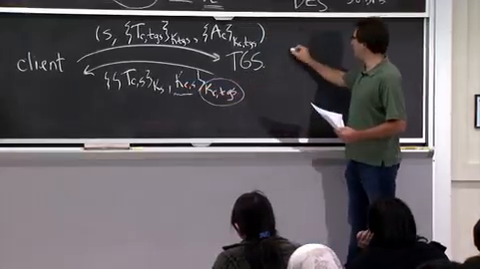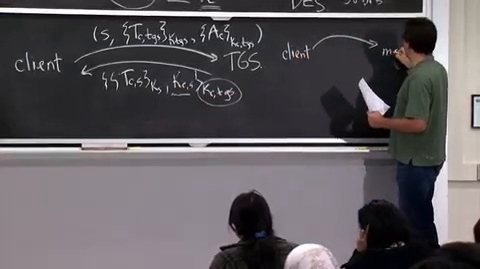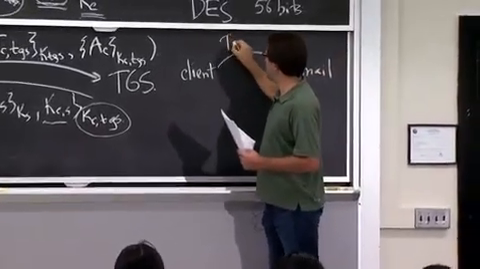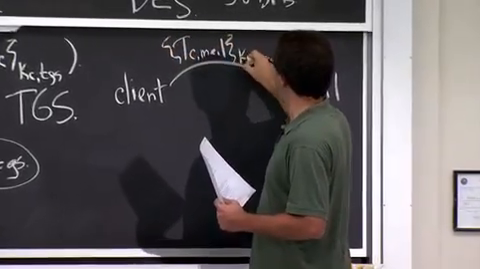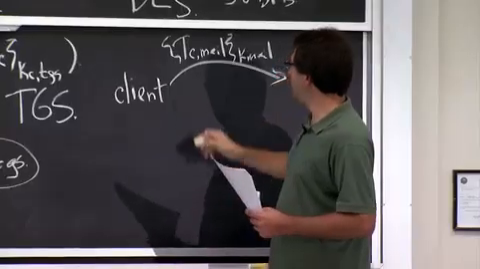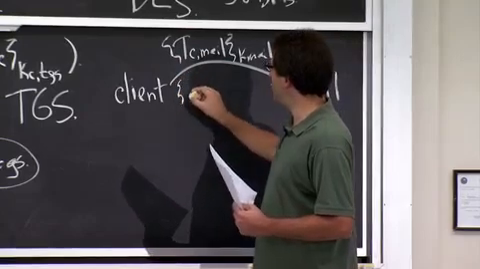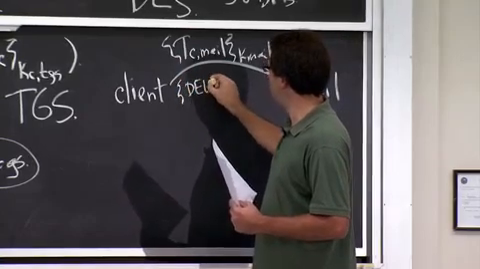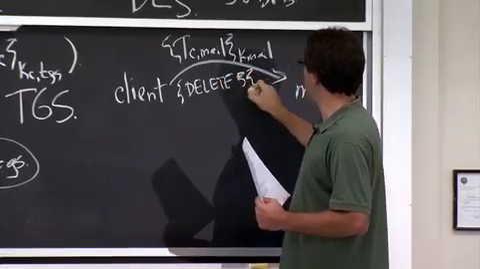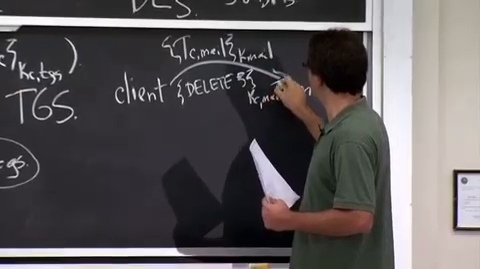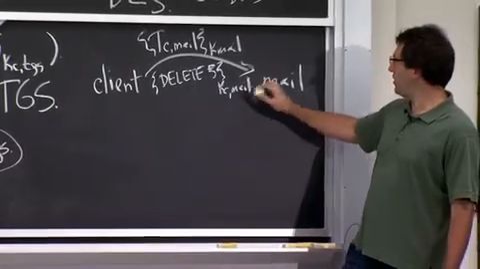Then we can actually have an encrypted conversation with the mail server using this new key, KCS. So as a client, I initially send some message to the mail server that includes this ticket, TC mail, encrypted with the key of the mail server. And I can send some message along with this request that says something like, delete 5, and I can encrypt this with KC mail. Does that make sense?